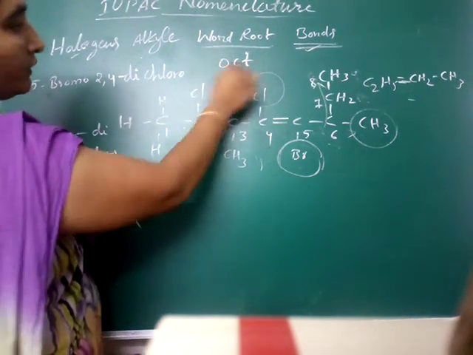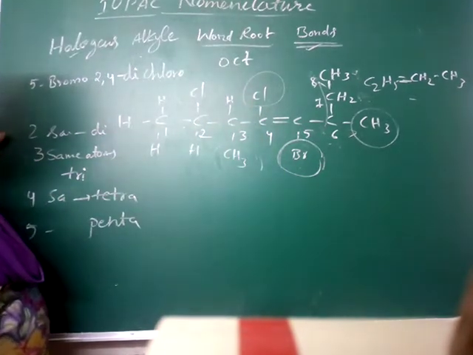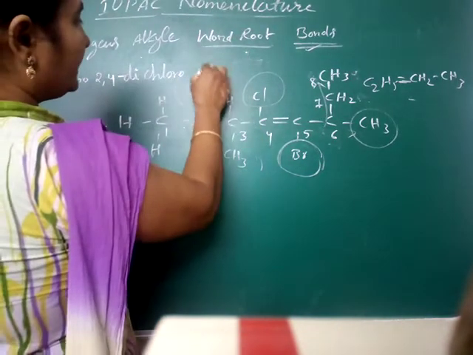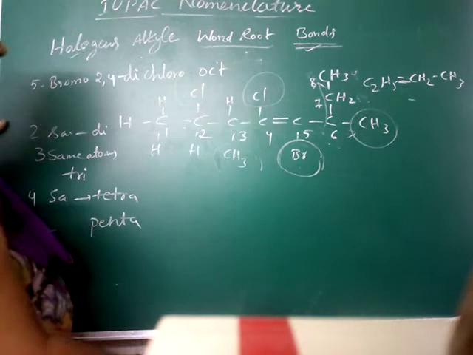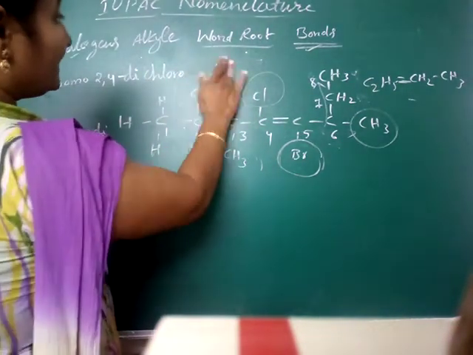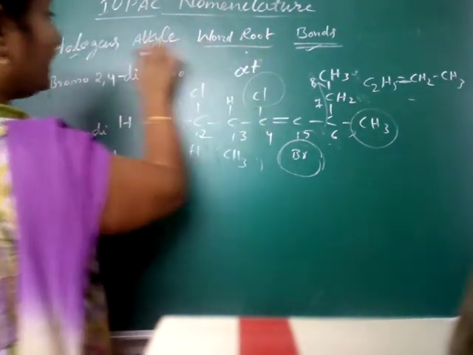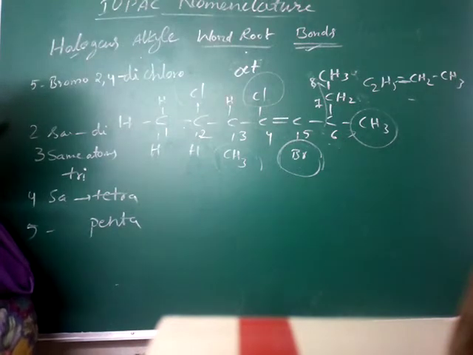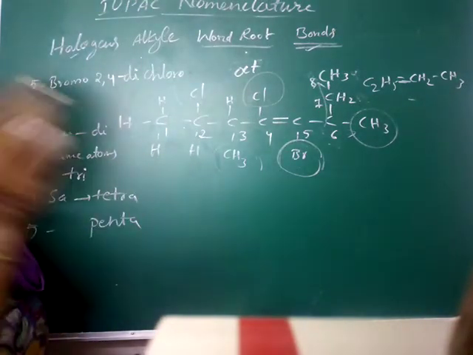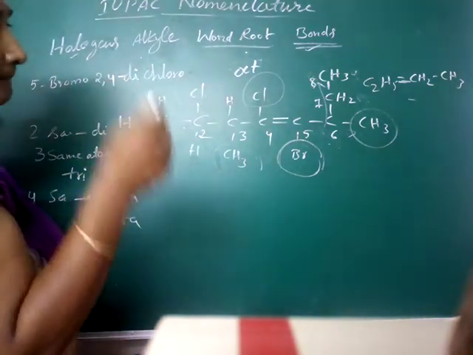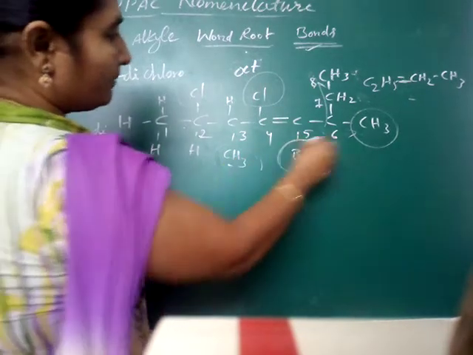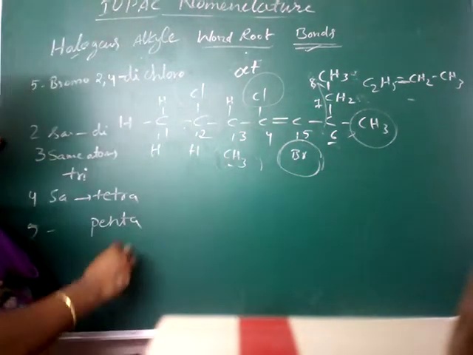Oct, already we wrote that. Oct means 8 carbons are present. That's why you are writing oct here. Then again you have to see the alkyl group. If there are any alkyl groups, methyl, ethyl, only you are learning, already told. Methyl groups are present. You see here one methyl and here one methyl group.